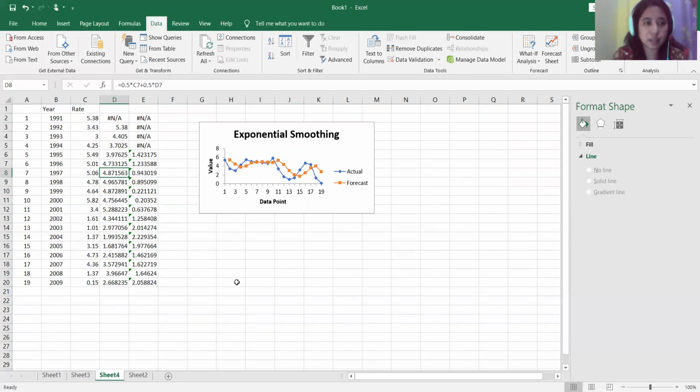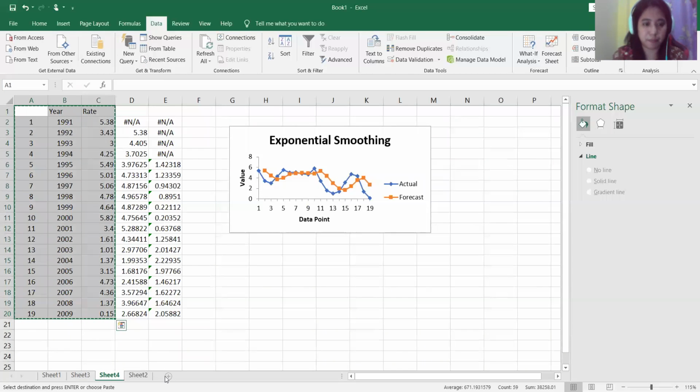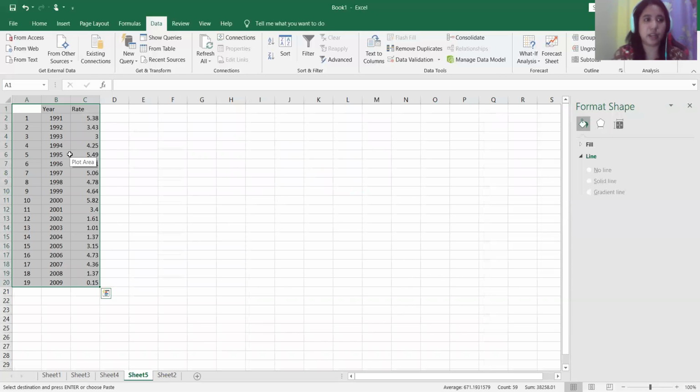And then next, this is how to generate exponential smoothing using Microsoft Excel. Let us move again.